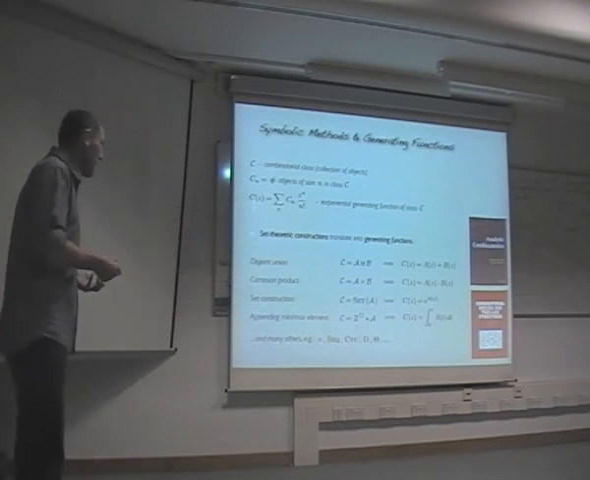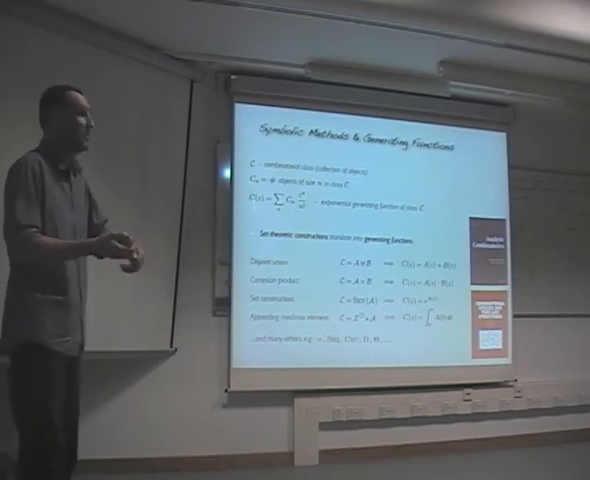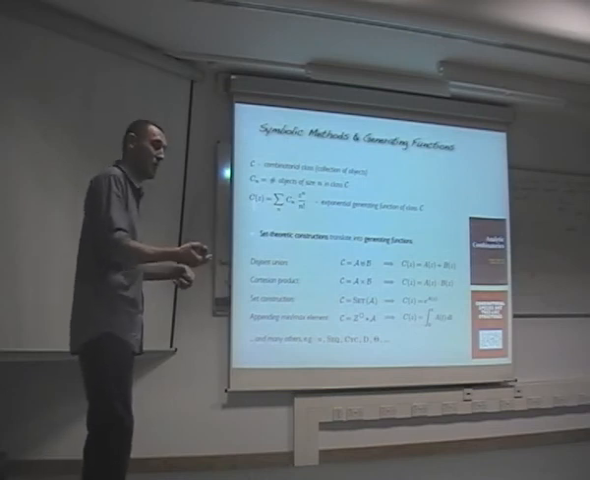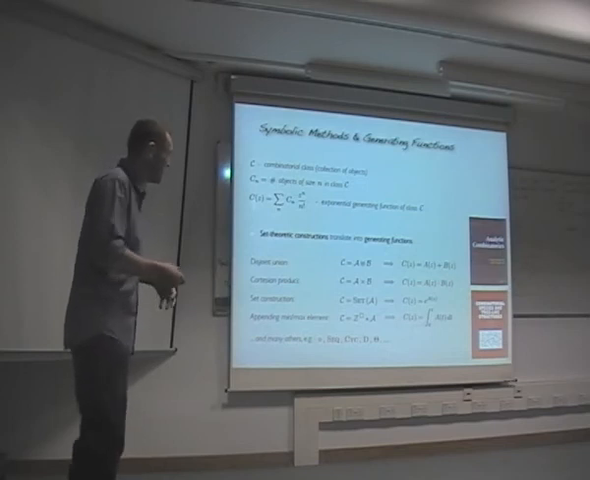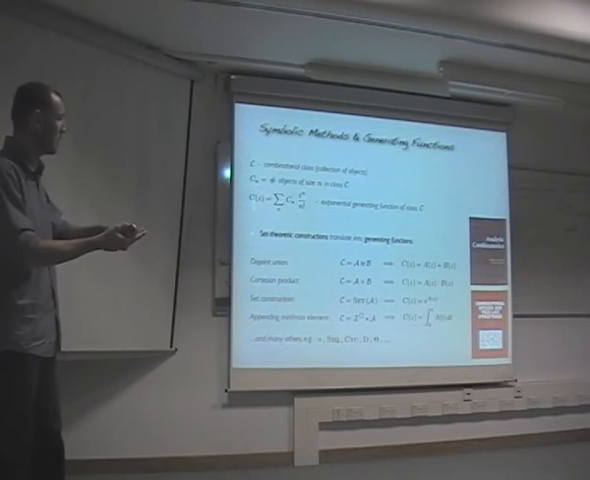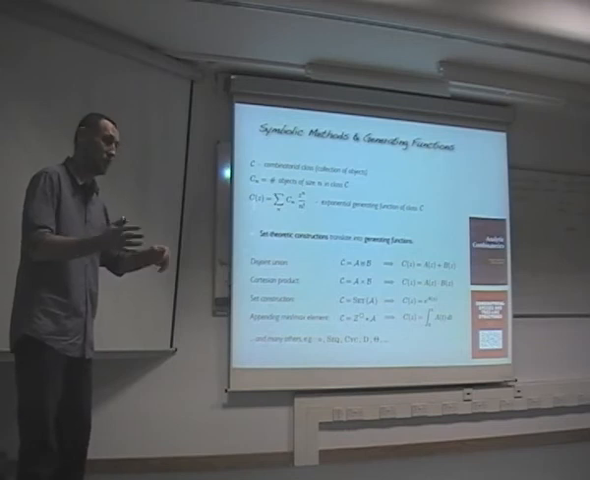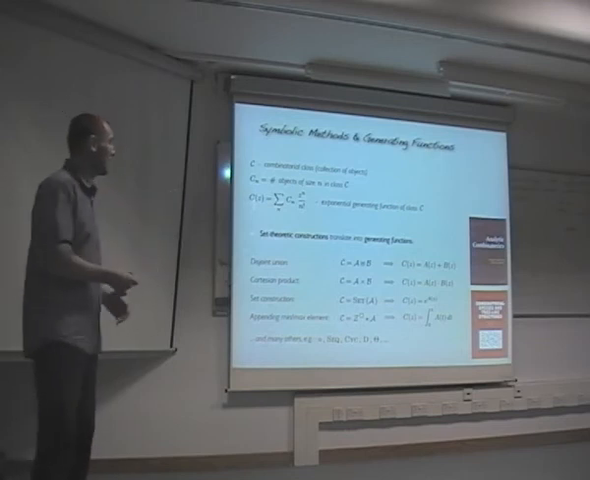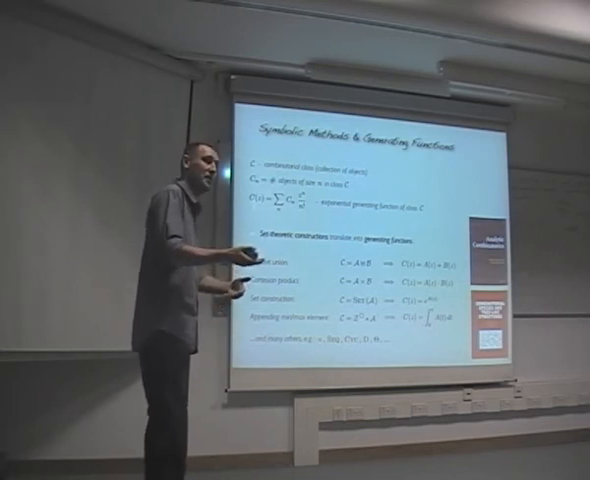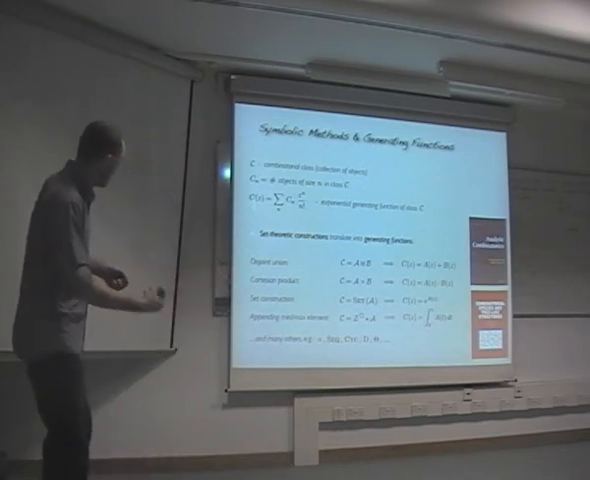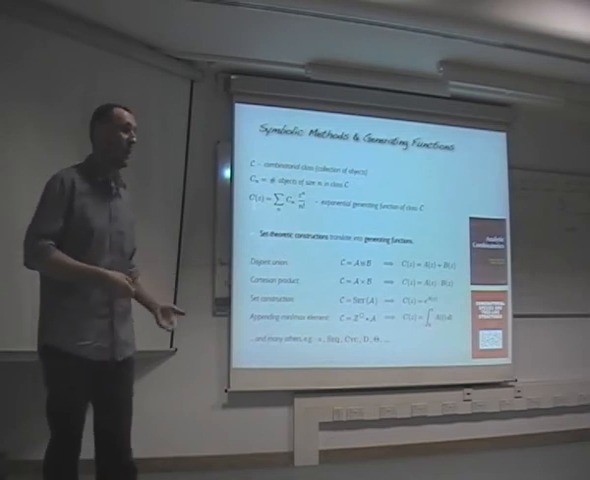That is, if I'm given two classes of objects, A and B, and I want to take a disjoint union, what does it mean? It means I just add the generating functions. If I take the Cartesian product, I just multiply generating functions. If I want a set construction on a combinatorial class, that is, I want to consider sets of objects, that means just exponentiating the generating function of this class. And adding the minimal element means just integrating the generating function.